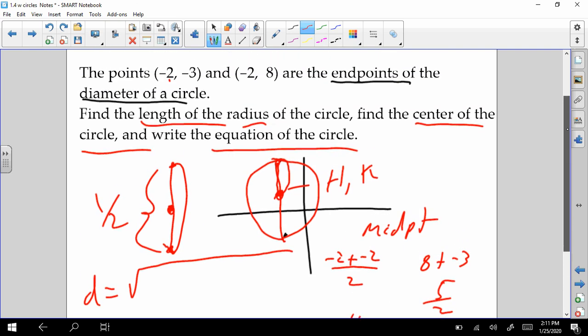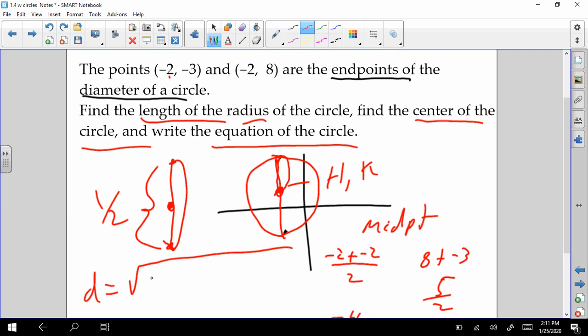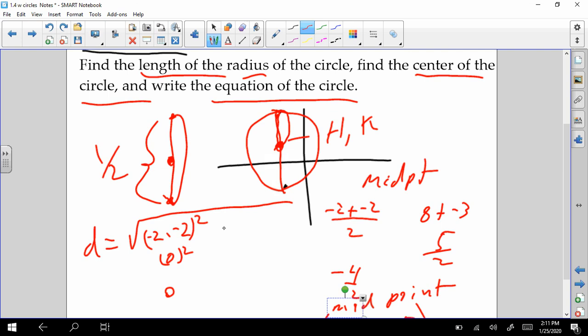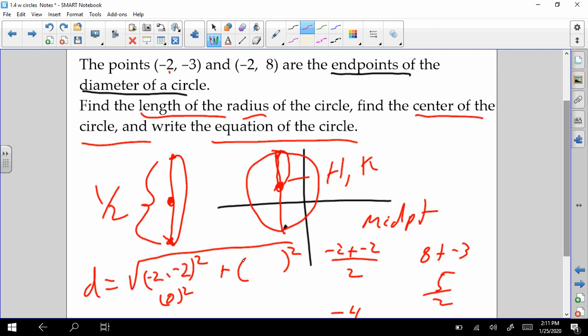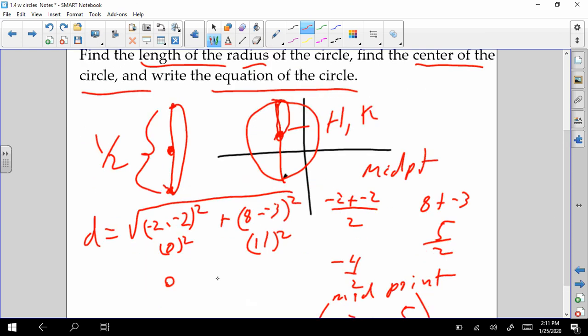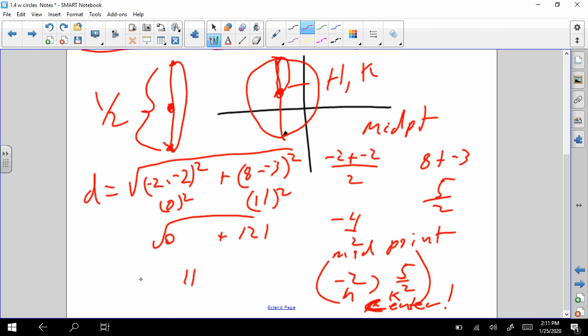We'll find the distance by y2 minus y1 and x2 minus x1, the run squared, the rise squared. -2 minus a -2 gives me 0, and I'm supposed to square it. When I square 0, I get 0. To that, I'm going to add the rise squared. That's 8 minus a -3. 8 plus 3 is 11. 11 squared is 121. And now I take the square root of those and find out that I have 11. The diameter's distance equals 11.